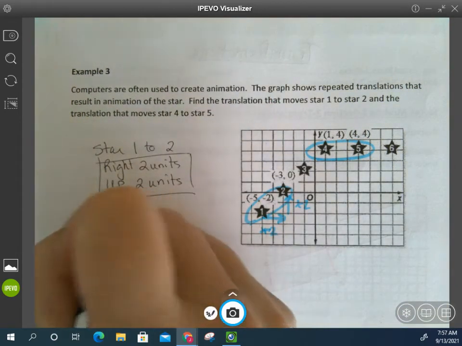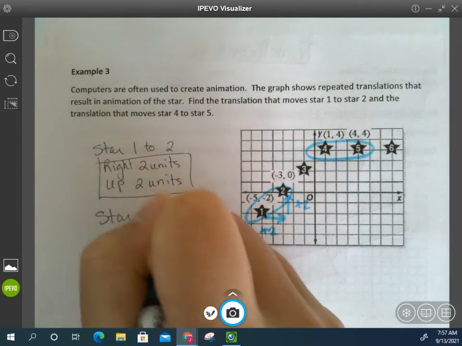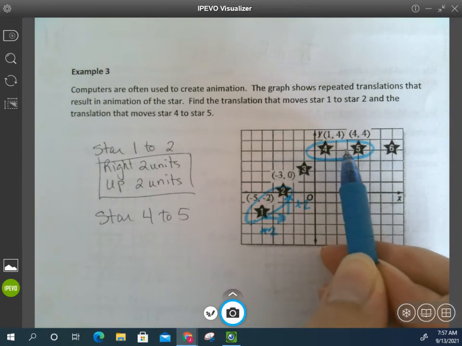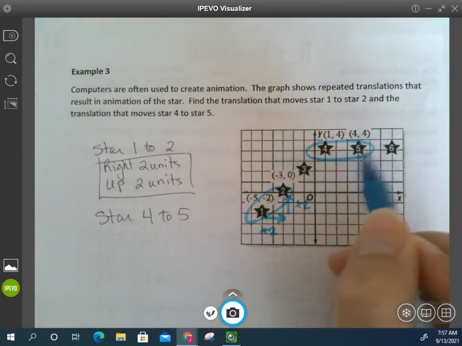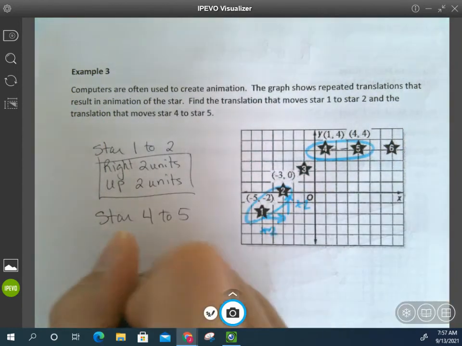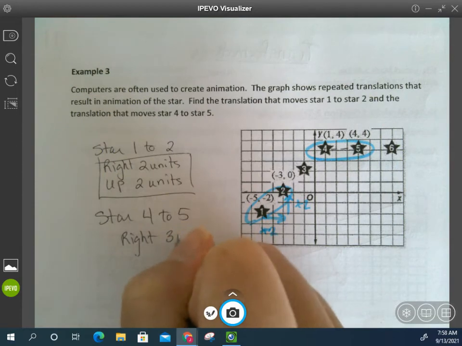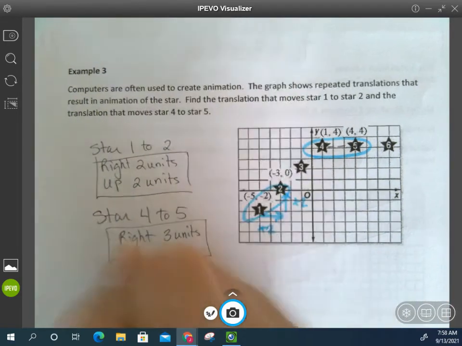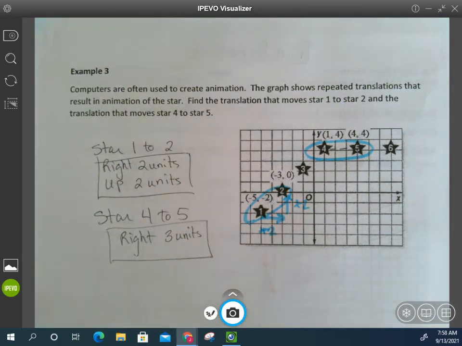All right, what about star 4 to 5? It moved right 1, 2, 3 units. Don't count the star and where the star ends. This is 1, 2, 3 units. So right 3 units. Did it move up or down? No. All right, so that's it. Right 3 units. You could say 0 up or 0 down, but that's good enough there. Okay, that's all you had to do there was name the transformation.